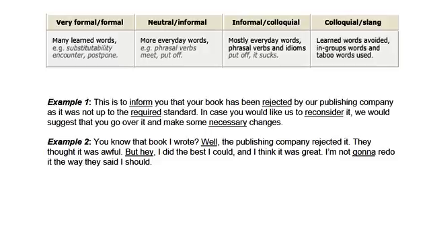And in example 2, you would see more everyday words, more idioms, and maybe even some slang. In the second text, for example, you see add-ons in the sentences. Well, the publishing company rejected it, but hey, I did the best I could, and I'm not gonna redo it in the way they said I should. Gonna is a very typical giveaway here. This is something that you would normally say and not write, the contracted or colloquial form of going to.